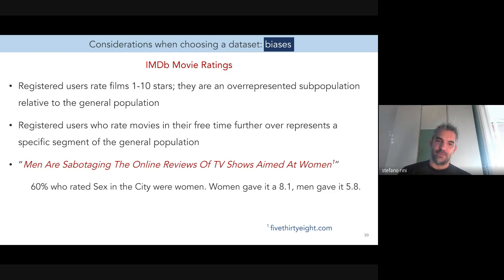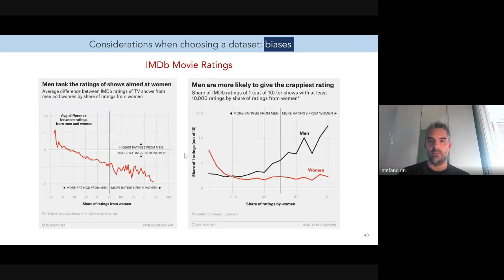Okay, so most of the ratings were coming from women. So there was a prevalence of women ratings, and the women gave an average rate of 8.1, while the men gave a rating of 5.8. Of course, there is a story to be told in the data. There is a bias that connects gender and rating, and this is something that you have to be aware of when you design a recommender system, for example, right? Because of course the rating will change.